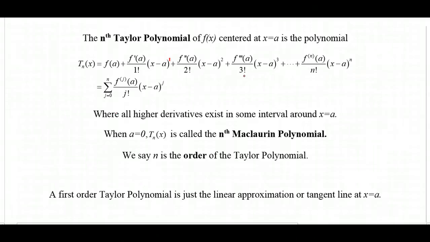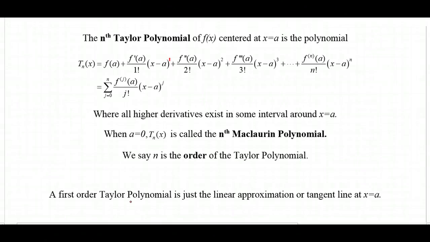So in order for this formula to be valid, we have to have all higher derivatives exist in some interval around x equals a. And when a equals 0, so when the center value is 0, T sub n of x is called the nth Maclaurin polynomial. So there's a special name when the center of the Taylor polynomial is 0: it's called a Maclaurin polynomial. And we also have a special title for n. n is called the order of the Taylor polynomial.